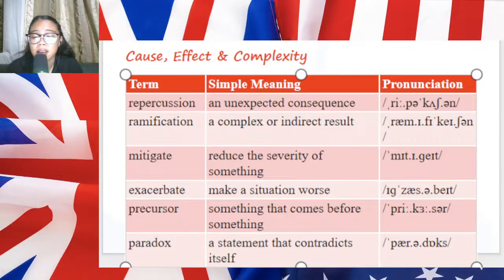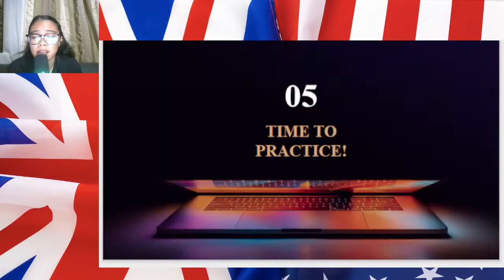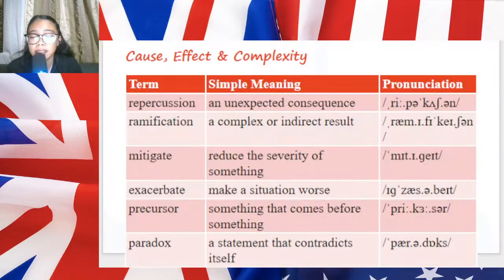Next to that is exacerbate. Again, exacerbate. This is to make a situation worse. So this is the opposite of mitigate, with negative connotations. To exacerbate a situation means to make it more severe, more intense, or significantly worse. It implies that an existing problem or bad situation is made even harder or more difficult by particular actions or factors. Alright. That is exacerbate.